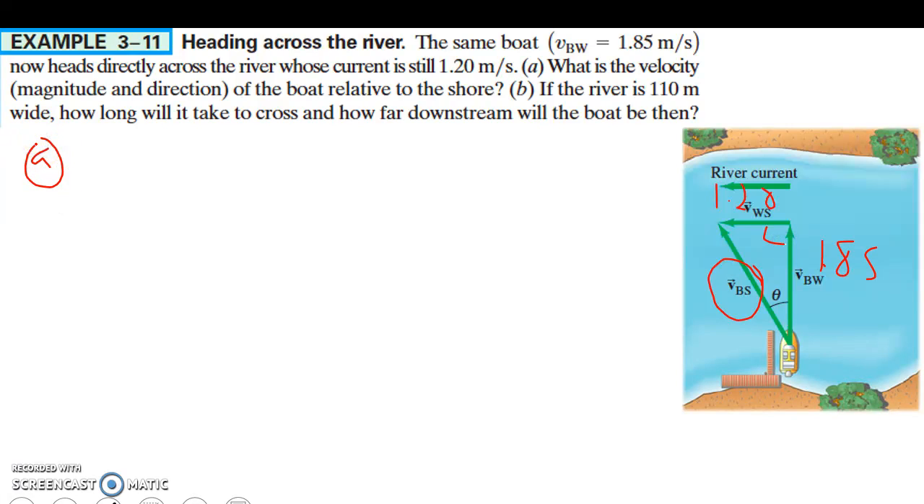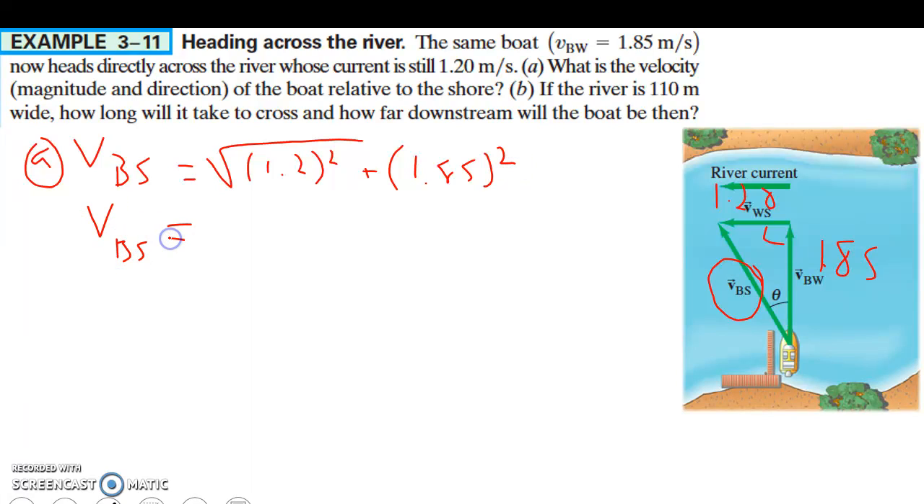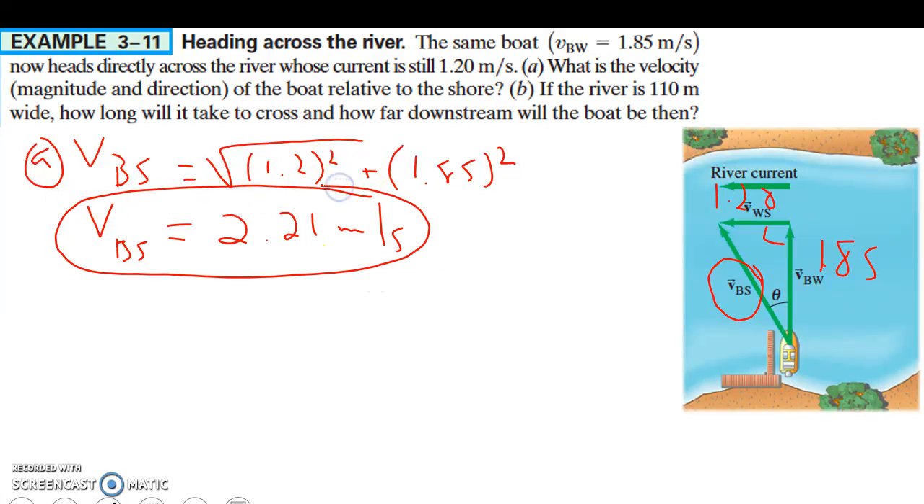So I just want to use the Pythagorean theorem. VBS is equal to the square root of 1.2 squared plus 1.85 squared. And this will turn out to be, when I math it all out, 2.21 meters per second. So that's the velocity I'm going to have if I'm traveling 1.85 due north and the current takes me 1.20 to the west. This is the actual velocity I'm going to have.